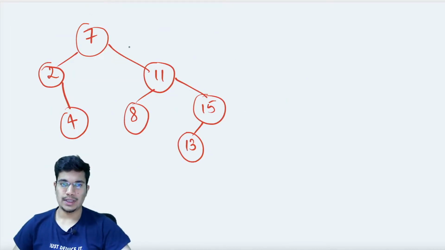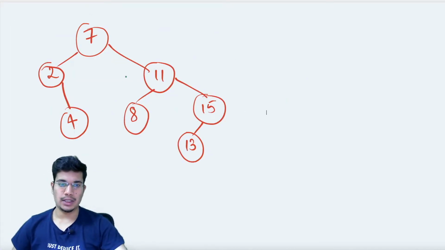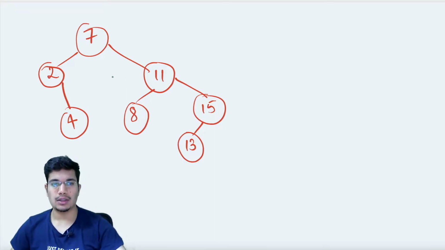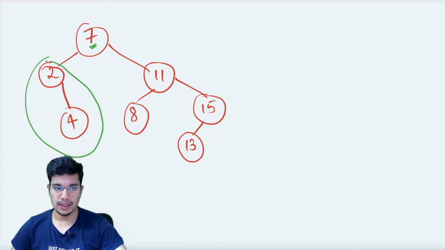Let's consider the case for this tree now. And what we'll do is, for every node, we are going to make recursive calls towards its left and right subtrees to check if their values lie in the given range. So if we start from the root node, we'll first make calls on the left subtree, and all values of my left subtree should be smaller than my root value. So we have 2 and 4, both are smaller than 7, so this is fine.